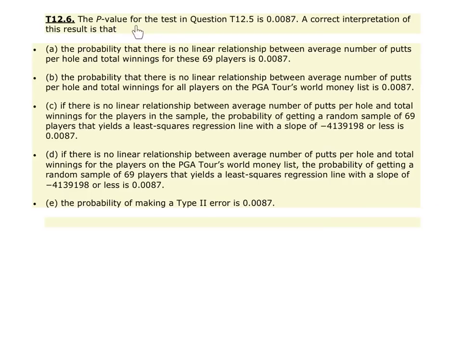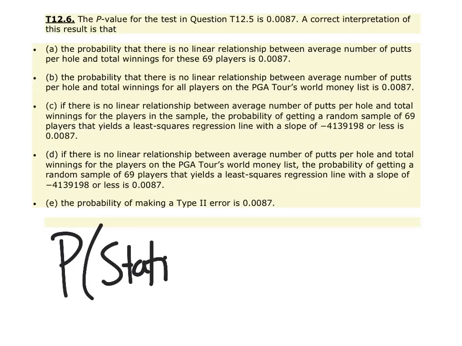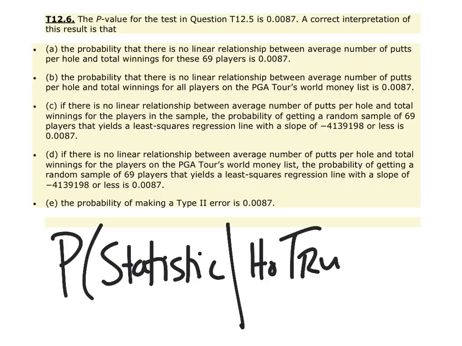Question 6, the p-value for the test in the question is 0.0087. A correct interpretation of this result is what? Remember, the definition of p-value just means it's the probability of getting this particular statistic given the fact that H sub 0 is true. So if you just put that in a definition, before even looking at the options, you could say the probability of getting this sample or anything more extreme is 0.87%, given the fact that the slope is 0.